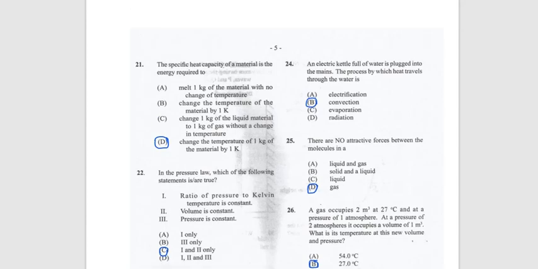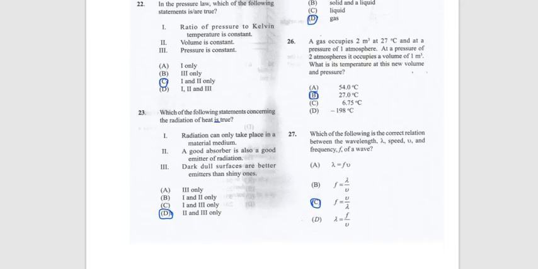24. An electric kettle full of water is plugged into the mains. The process by which heat travels through the water is B. Convection. 25. There are no attractive forces between molecules in a D. Gas.